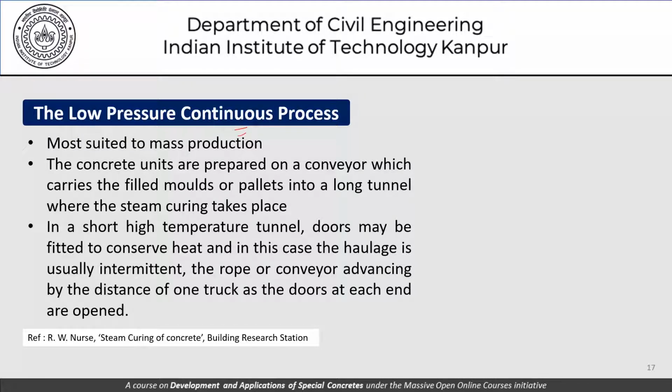And in a short high temperature tunnel, doors may be fitted to conserve heat, and in this case the haulage is usually intermittent, the rope or conveyor advancing by the distance of one truck as the doors at each end are opened. So these are some of the logistic issues. These are operational things which we have to keep in mind when we are talking in terms of the space requirement or the space planning in a precast factory.